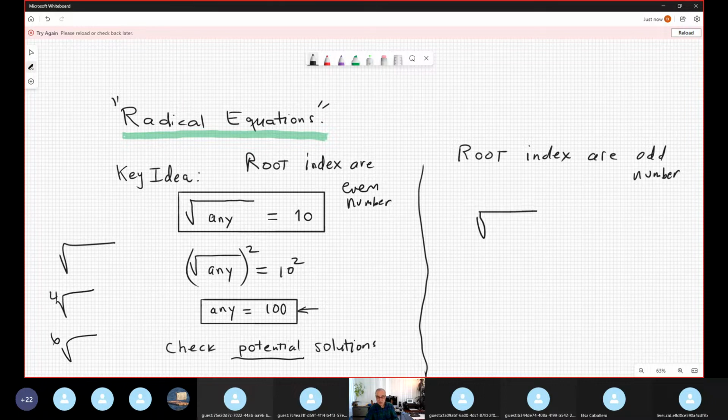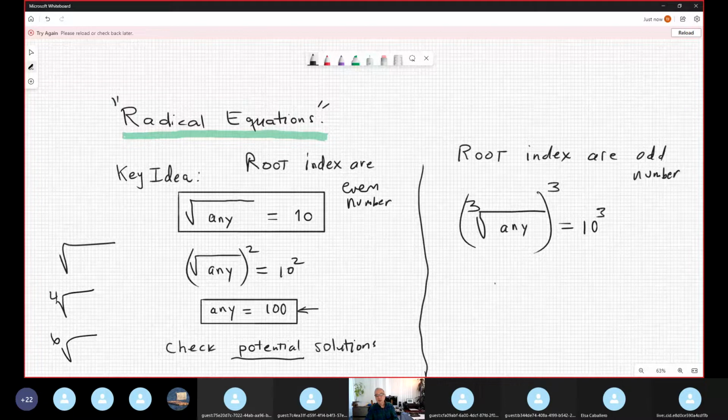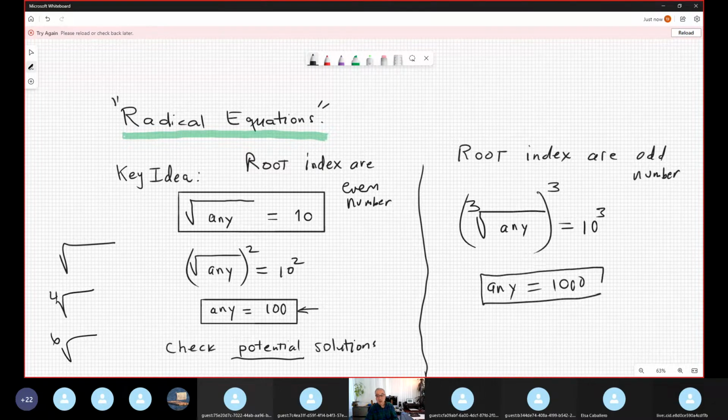Suppose you have the cubic root of any expression equal 10. Okay, no problem. I cube both sides. Same number, cubed. And you copy any equal 1000, because it's 10 times 10 times 10, 3 times. And the solution of this equation is 100% true. And you never need to check it. But if you want to check it, it's okay.